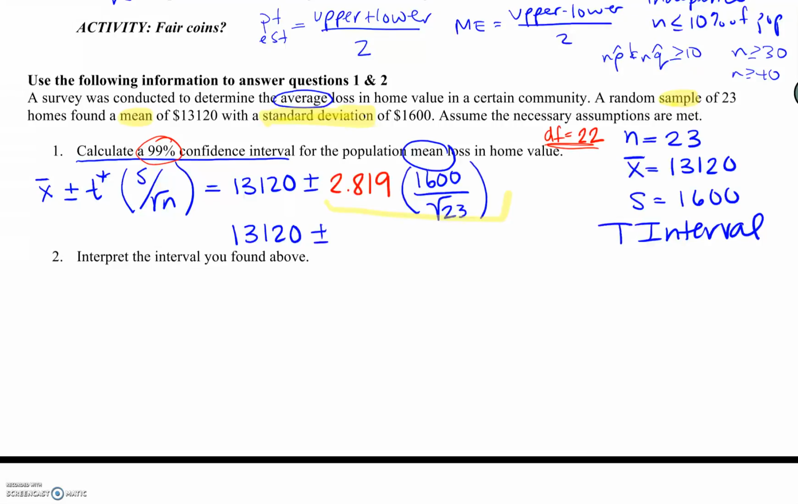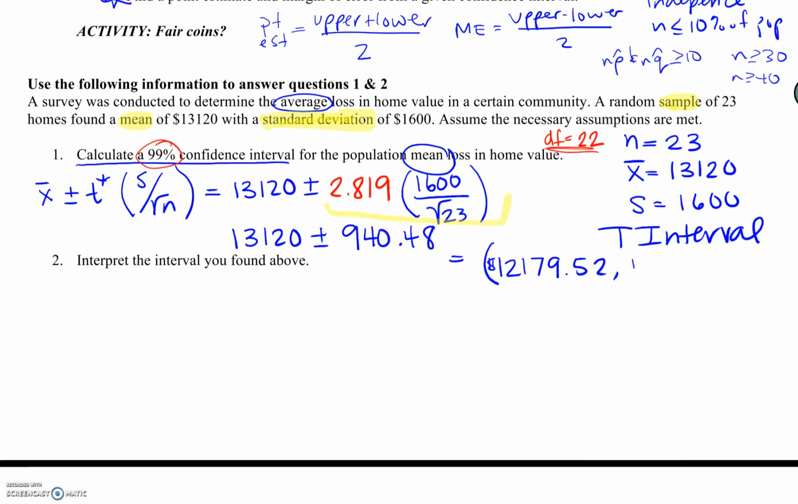According to my calculator, this is 940.48. And if we add or subtract that to get our interval, first thing we should do is the subtraction. We get $12,179.52 to $14,060.48. So there is our interval.